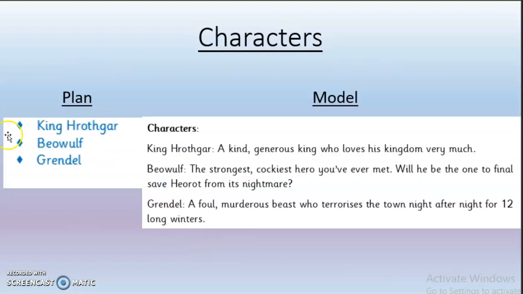Characters. You will have just written these 3 in your plan. It's just explaining what sort of characters these are. So I've put a kind, generous king who loves his kingdom very much. Beowulf, the strongest, cockiest hero you've ever met. Will he be the one to finally save Heorot from its nightmare? There's a rhetorical question in there. You don't have to have one. If you just want to describe him, you can do. Grendel, a foul, murderous beast who terrorizes the town night after night for 12 long winters.